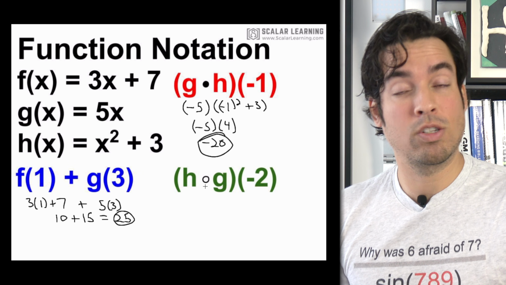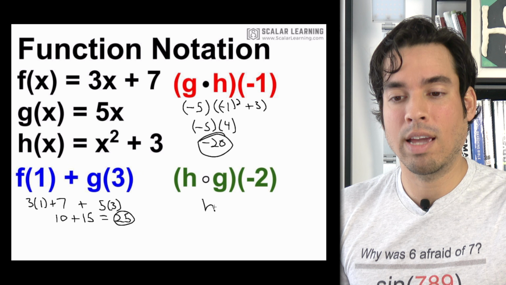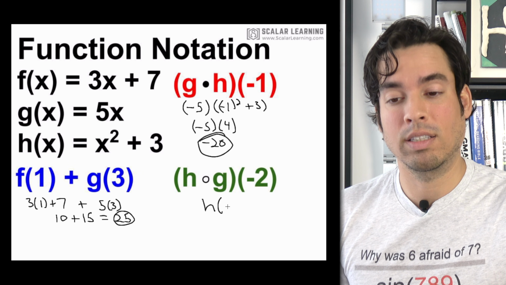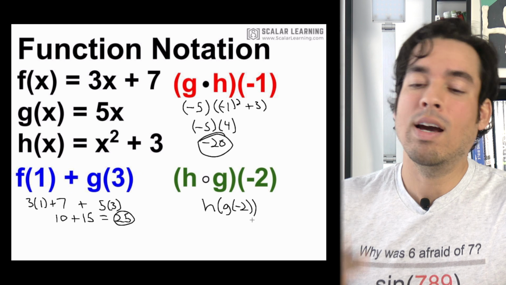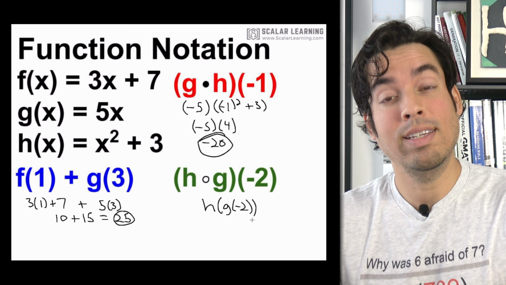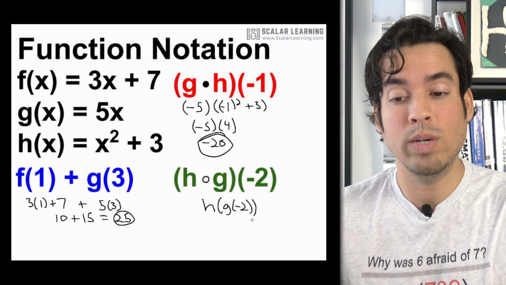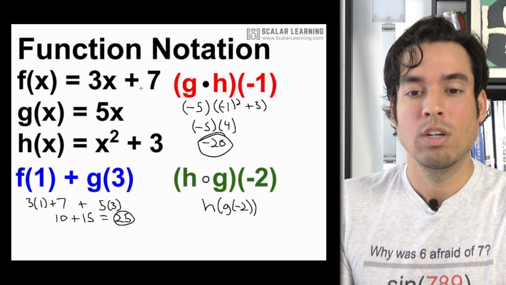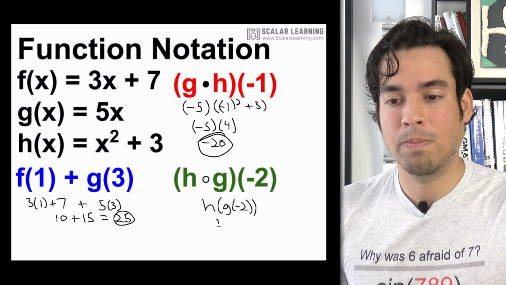Last but not least, what is this? When you see an open circle, it is not multiplication. It's a little different. This is saying h, I like to rewrite it like this, h of g of negative 2. Now what are we doing here? We're plugging negative 2 in for g and we're evaluating that first, and then whatever value we get there, we plug that into h. So what is g of negative 2? It's negative 2 times 5, which is negative 10.